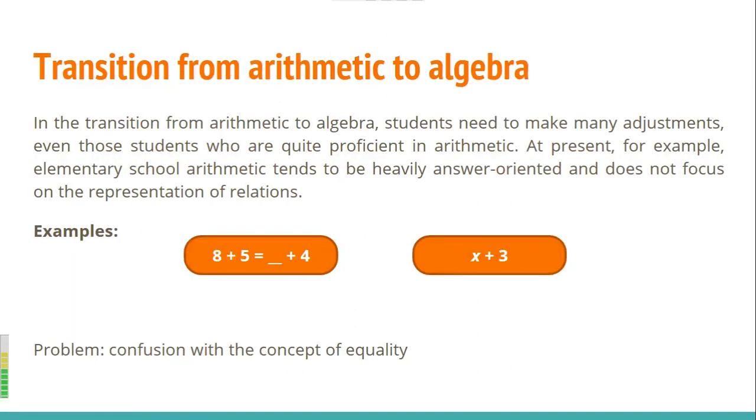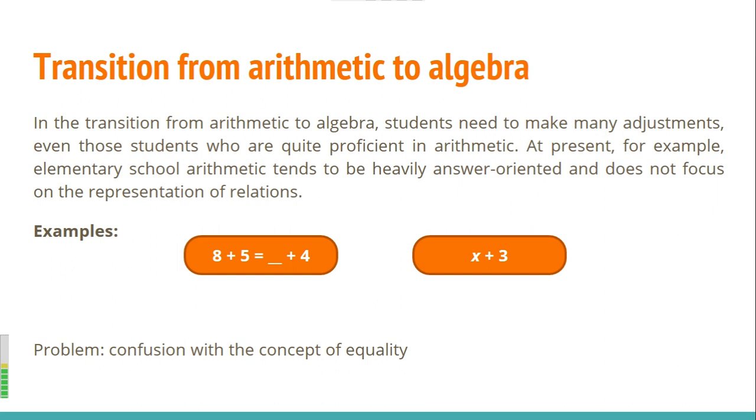Transition from arithmetic to algebra. To ease the transition from being too answer focused to being rule focused, students need to develop algebraic thinking in the early stages. In other words, we need to develop algebraic thinking by explaining patterns and relationships to students. Unlike numerical expressions, algebraic expressions can represent both the process and product of a mathematical problem.